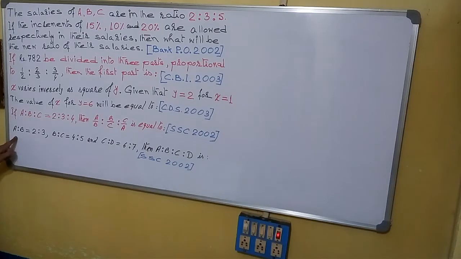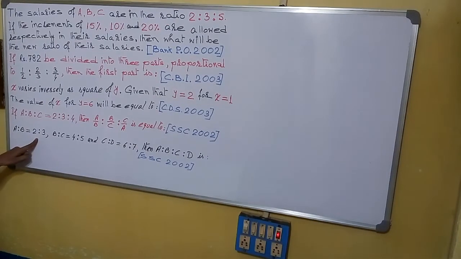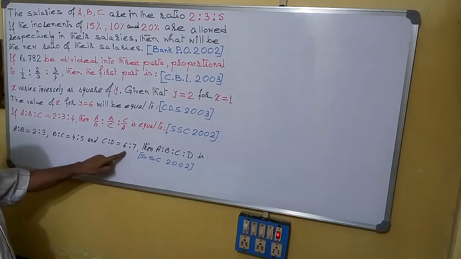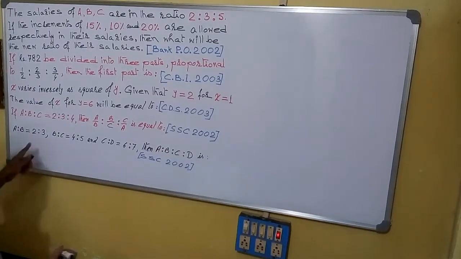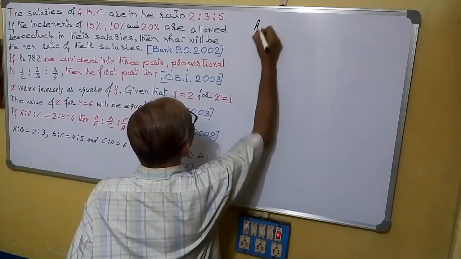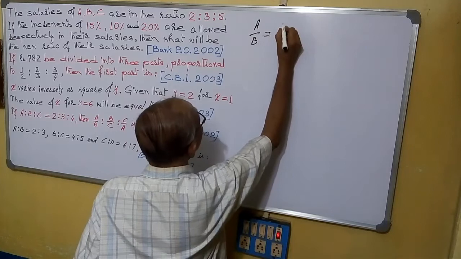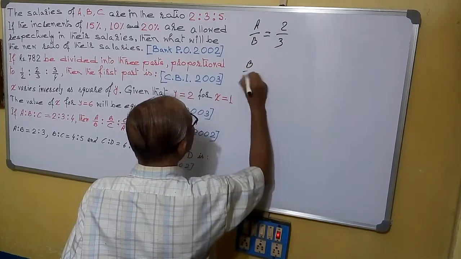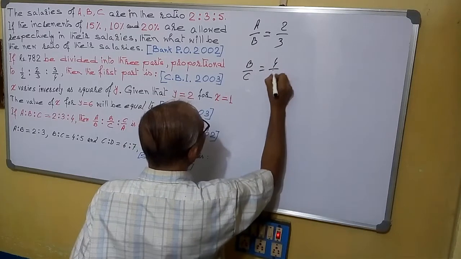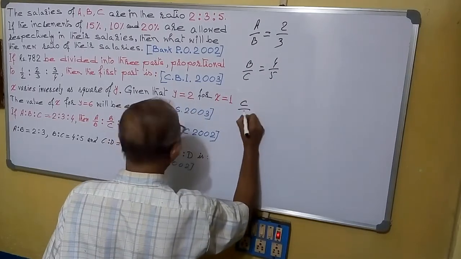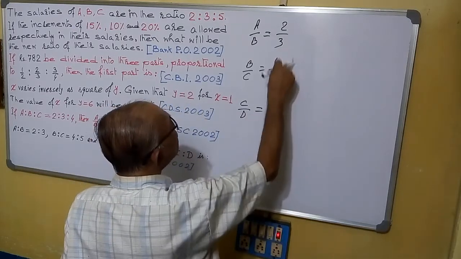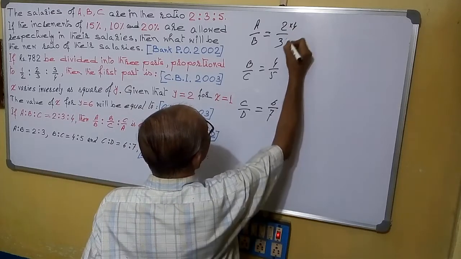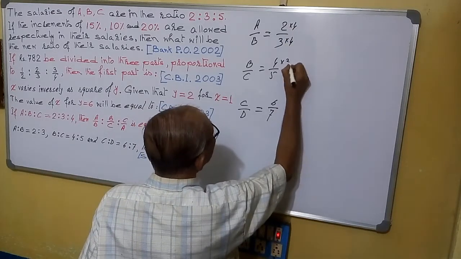Now see this sum. A is to B equals 2 is to 3, B is to C equals 4 is to 5, and C is to D equals 6 is to 7. Then you have to find A is to B is to C is to D. See the style I am showing. A by B equals 2 by 3, B by C equals 4 by 5, C by D equals 6 by 7. First make these two B's equal. So we are multiplying by 4 here and by 3 here.